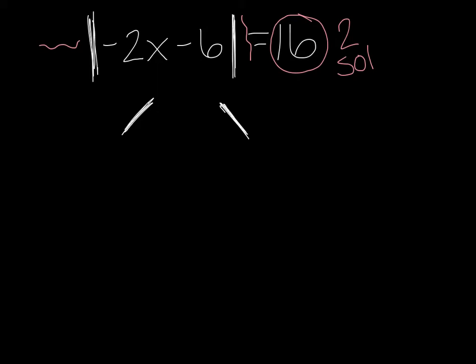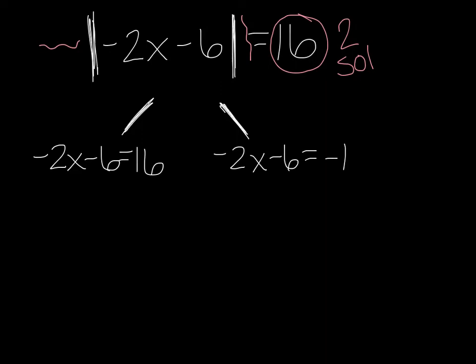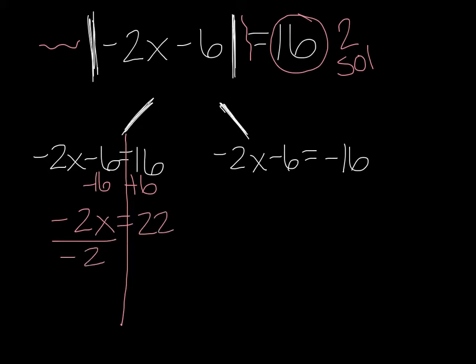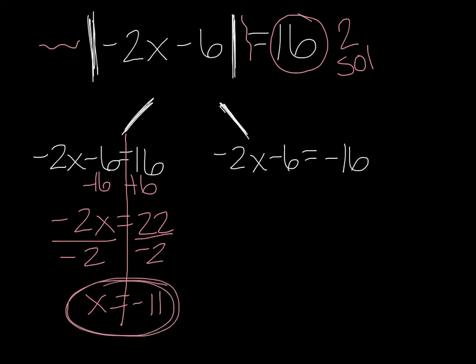And once you split it, you want to drop those absolute value lines. The one on the left is going to say negative 2x minus 6 equals positive 16. This one will say negative 2x minus 6 equals negative 16. Then you want to solve each one of these separately. So let's add 6 to each side. Negative 2x is going to equal 22. Divide by negative 2. X is going to equal negative 11. That's one of our answers. This one, add 6 to both sides.